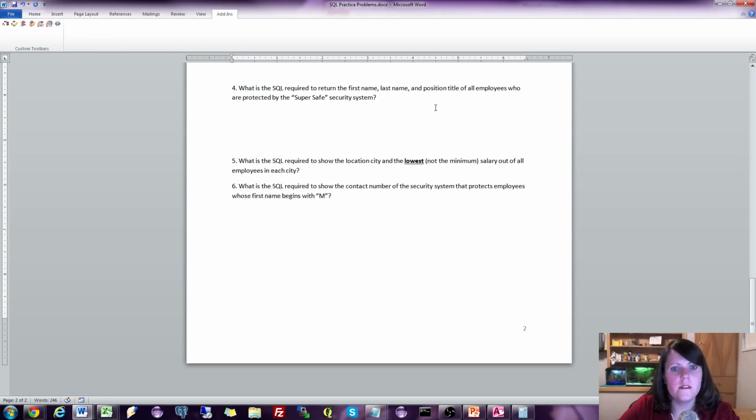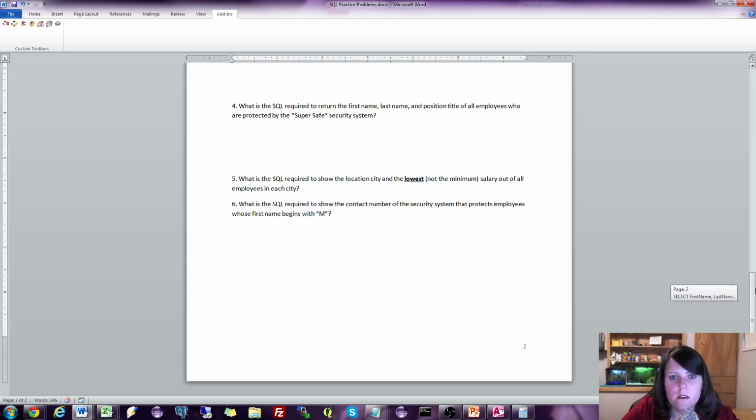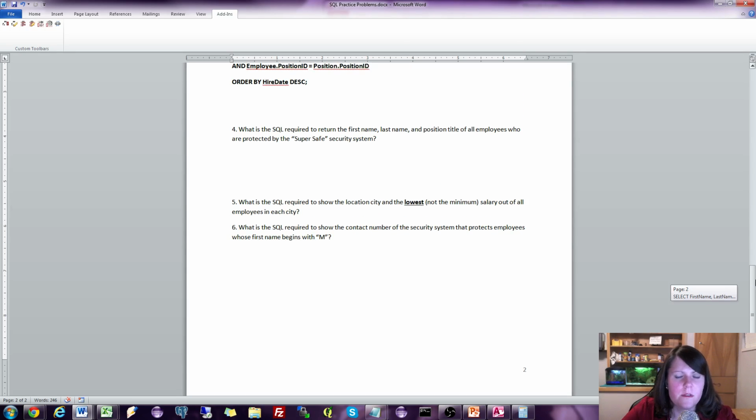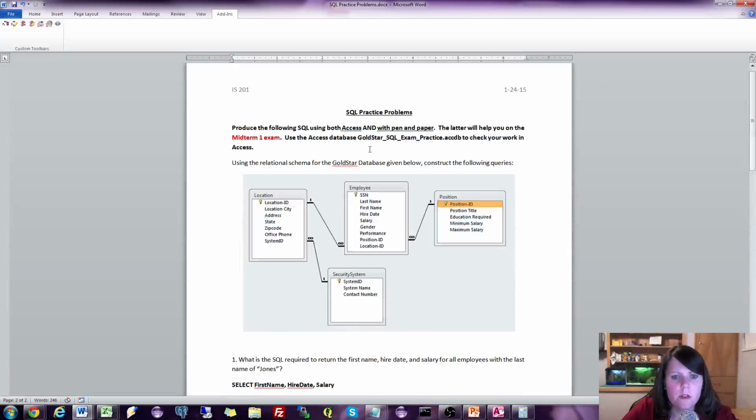Okay, what is the SQL required to return the first name, last name, and position title of all employees who are protected by the super safe security system? So super safe security system, you think, well, what's that all about? If I scroll up, I can see in the security system entity or table that I've got a system ID, a system name, and a contact number. So we're going to assume here that super safe is an instance of the system name.